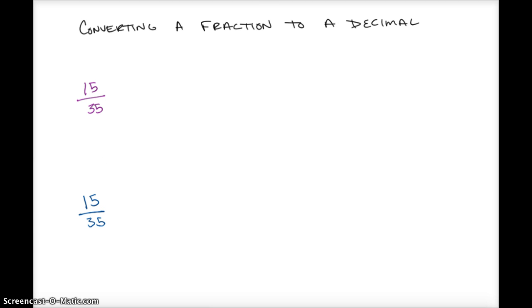All right, I'm going to show you two different ways you can go about to convert a fraction to a decimal. Fractions and decimals are very closely related. They both show part of a whole number, just in different ways. And so 15/35, that's going to be a little bit less than half, because I know 15 is half of 30.